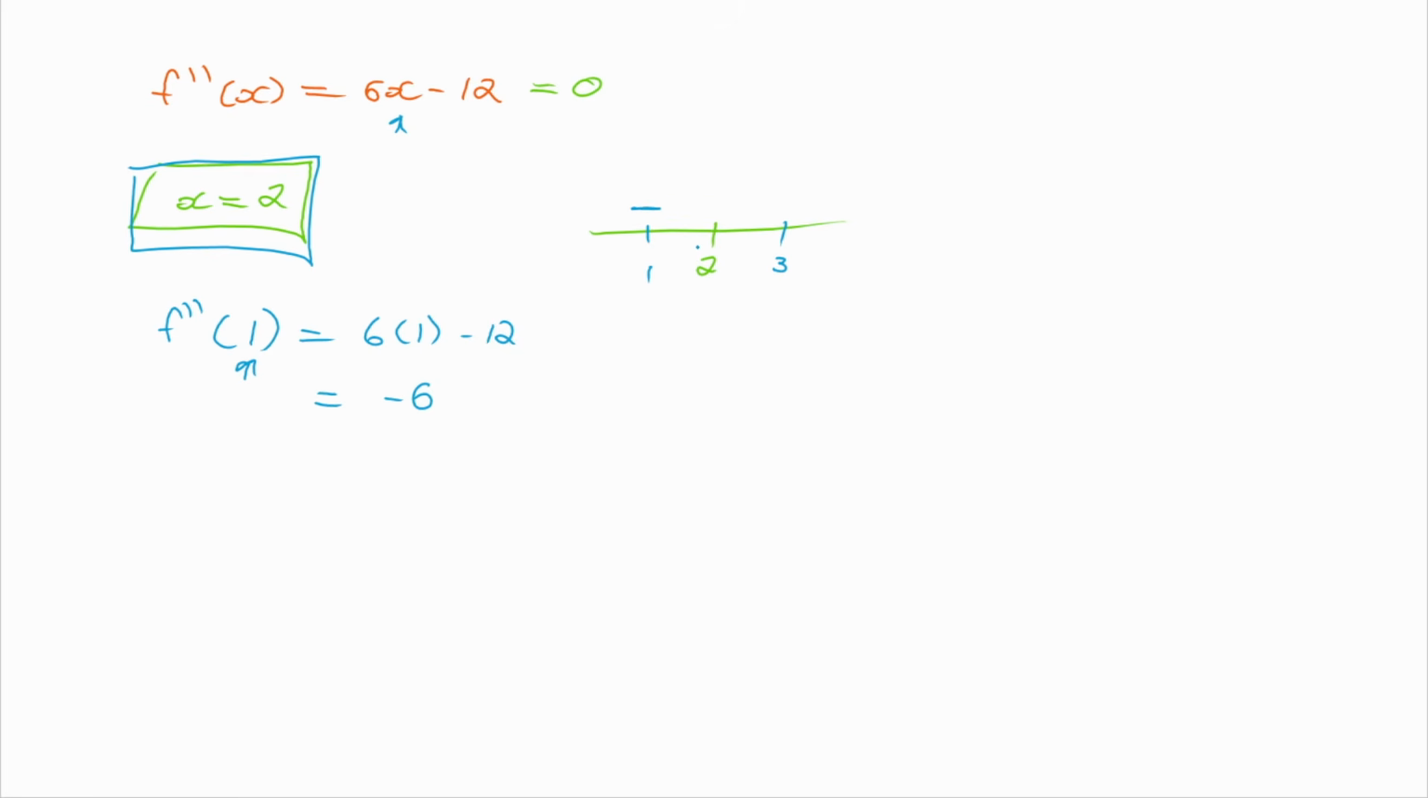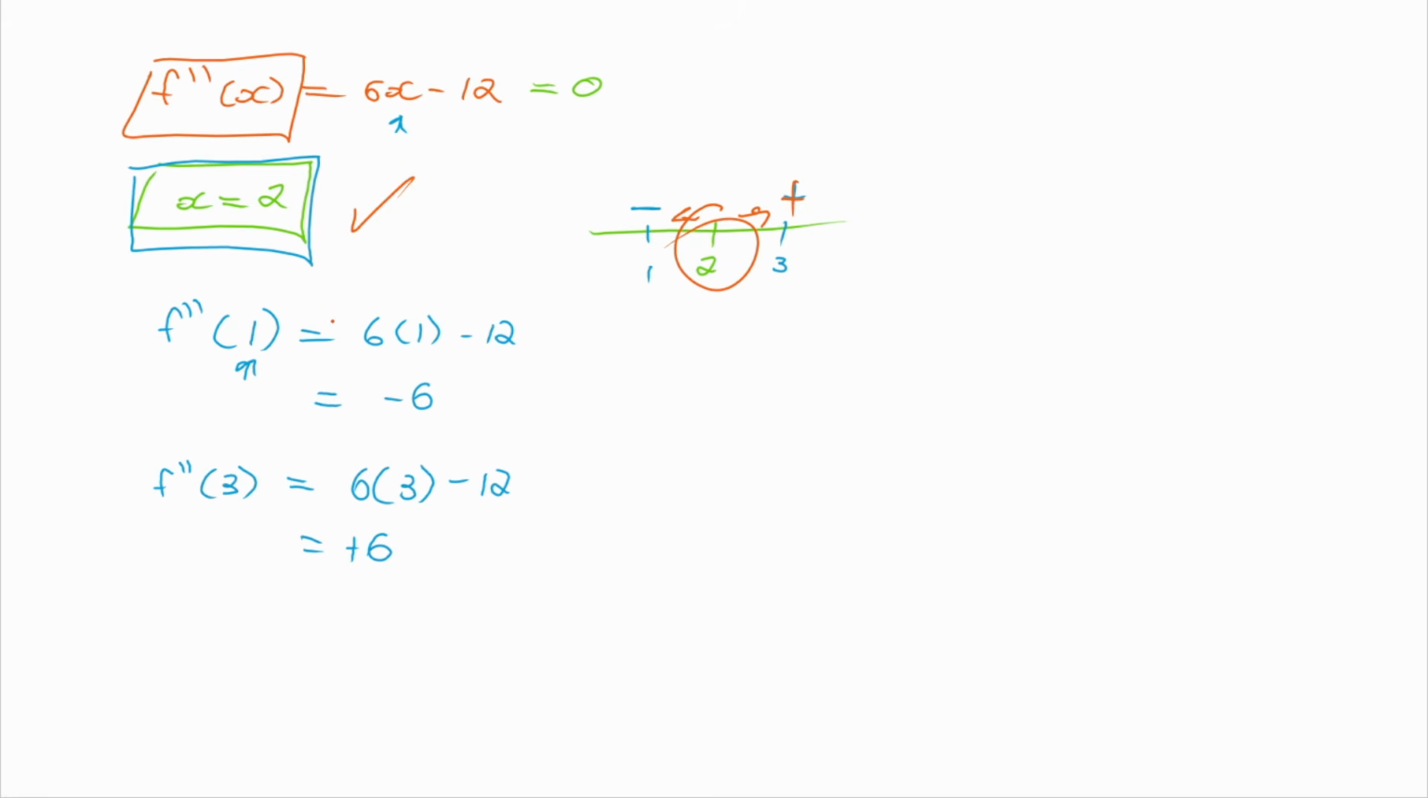So we know that when we're to the left of 2, we get a negative. Just stick with me for a second. Now we plug in a value to the right of 2, we're plugging in 3. Whenever you see an x, we put a 3, minus 12, so that's 18 minus 12, which is positive 6. Do you see how the second derivative has changed signs? When it's to the left of 2, it's negative, and when it's to the right of 2, it's positive. So that means that this is a point of inflection.